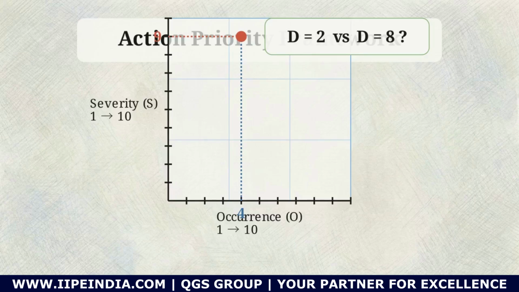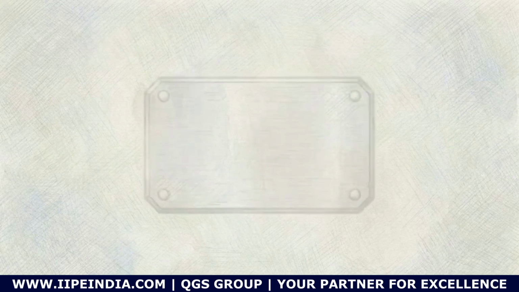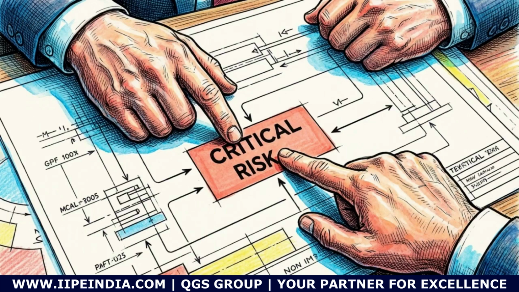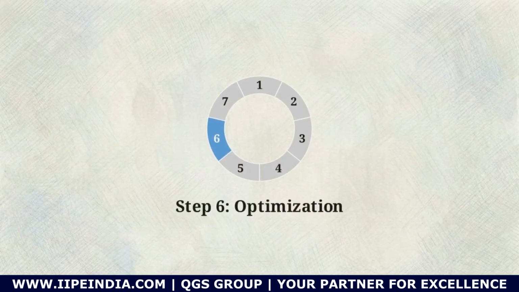Under the AIAG VDA matrix, high severity and moderate occurrence immediately trigger a high priority flag, regardless of how good the detection score is. This forces engineering organizations to address severe safety risks immediately, preventing them from being mathematically hidden by older multiplication formulas. Step 6 is optimization.